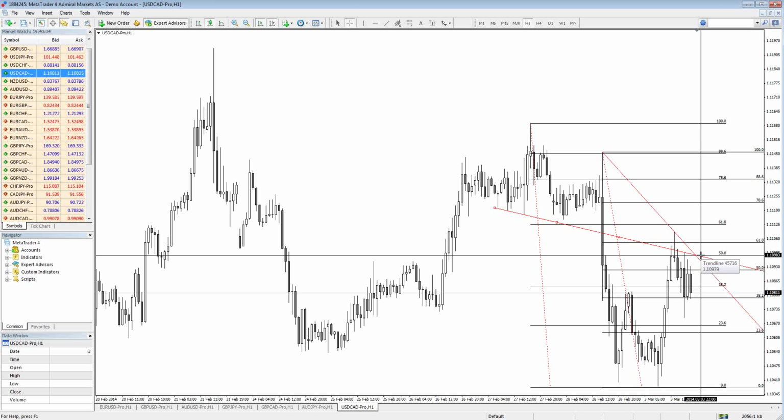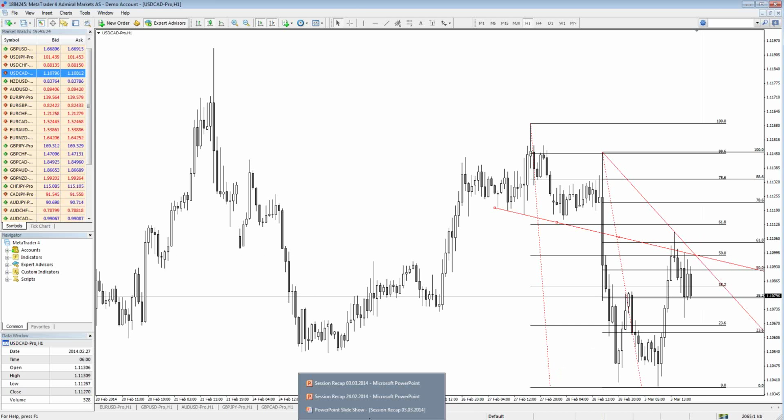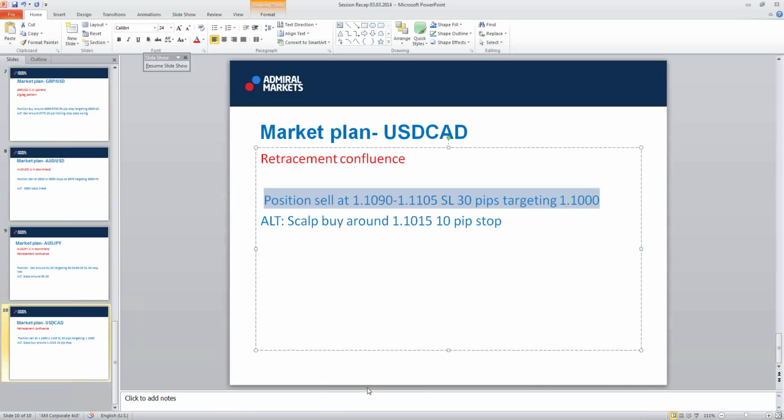Particularly 1.1098, and I don't know how you would call this. I said 1.1098. That is how I say it in English. So this is the plan for dollar CAD.